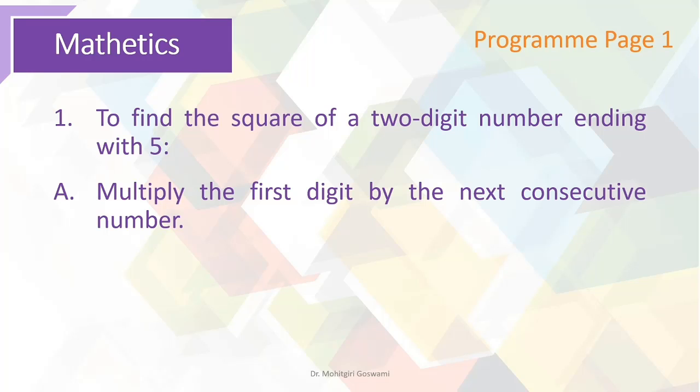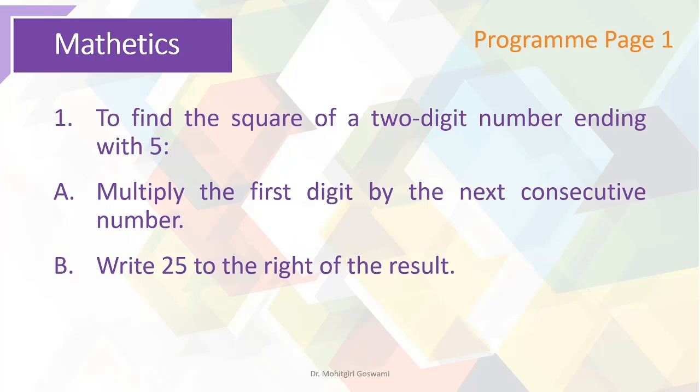Multiply the first digit by the next consecutive number. Then you have to write 25 to the right of the result. So in the first frame, the learner will be informed what he has to do to solve the problem.